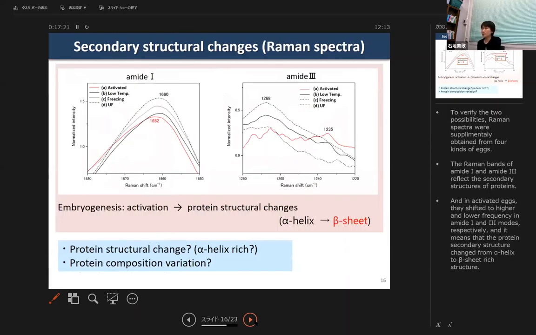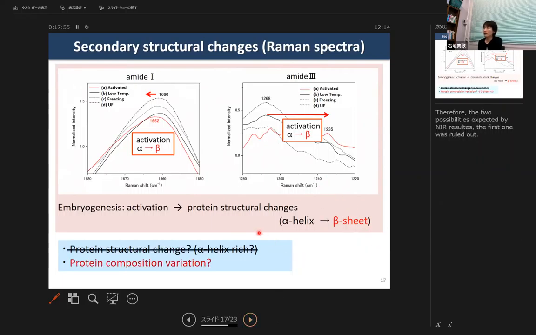To verify the two possibilities, Raman spectra were supplementarily obtained from four kinds of eggs. The Raman bands of amide 1 and 3 reflect the secondary structure of proteins, and in activated eggs, they shifted to higher and lower frequency in amide 1 and 3 modes respectively, which means that the protein secondary structure changes from alpha helix to beta sheet rich structure. Therefore, of the two possibilities expected from the NIR results, the first one was ruled out.